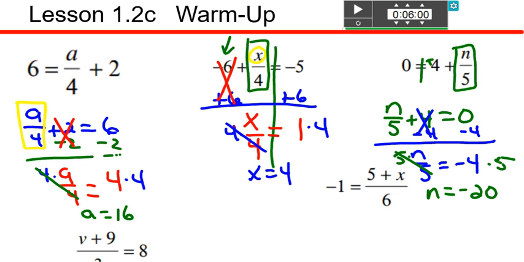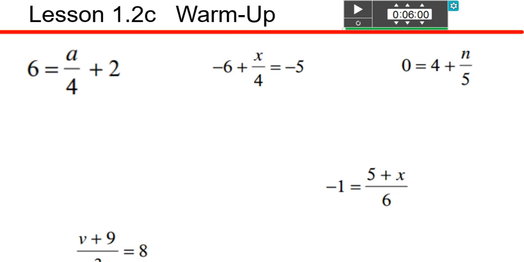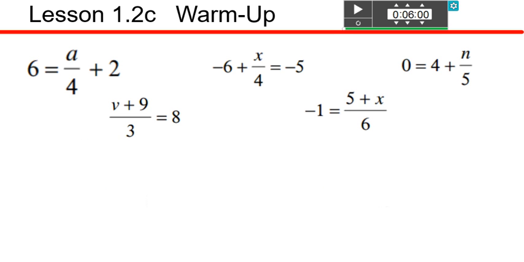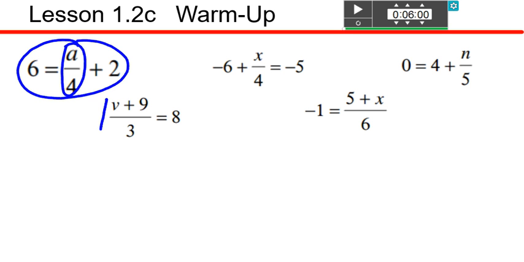You need a lot of extra help with those, I was noticing on your homework. All right, let's look at these two guys at the bottom, because they're just a little bit different. Notice the difference between these two. In this problem right here, just the a is being divided by 4. In this problem right here, I have the whole numerator being divided by 3. Okay, it's a little bit of a different problem.